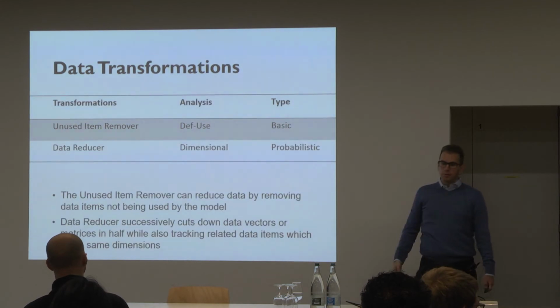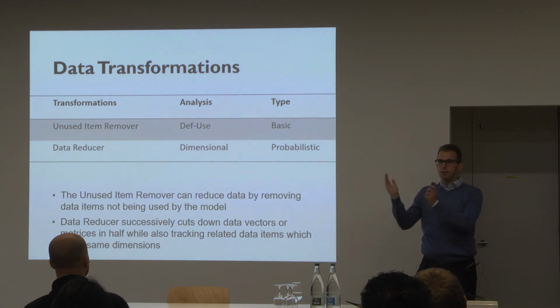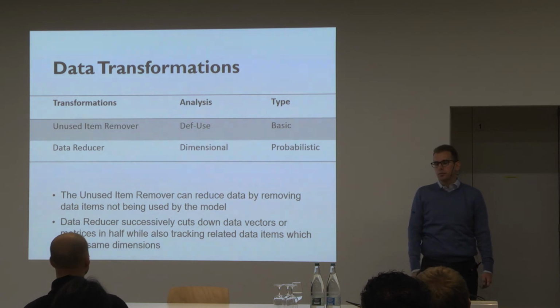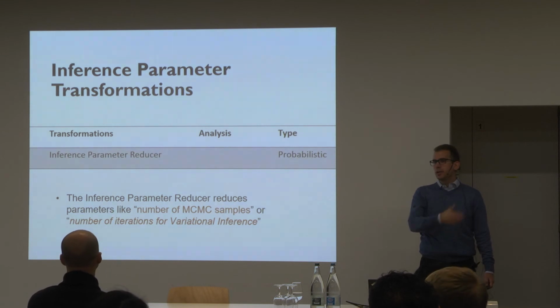Then you can also have the transformations on data, and there's no big surprise here. When we have unused data, we remove it, or we can just start removing specific data items, which will subdivide the data into smaller chunks. Finally, for inference parameter transformation, you can really think of that as a binary search.